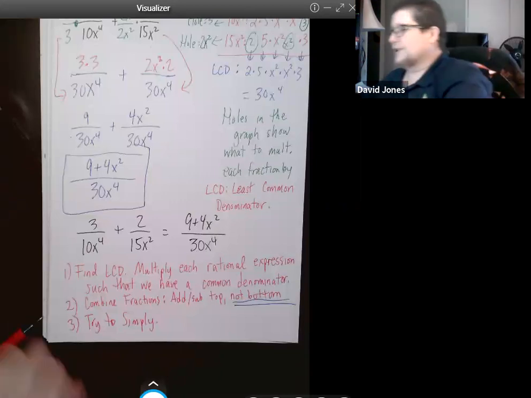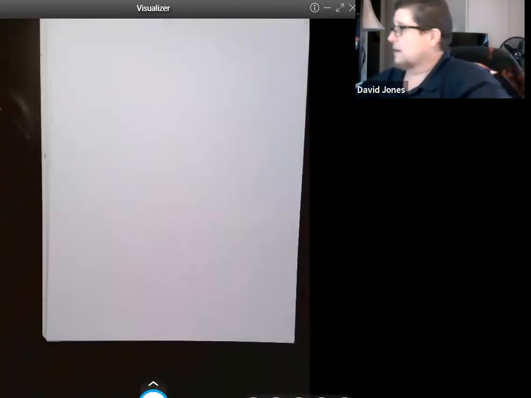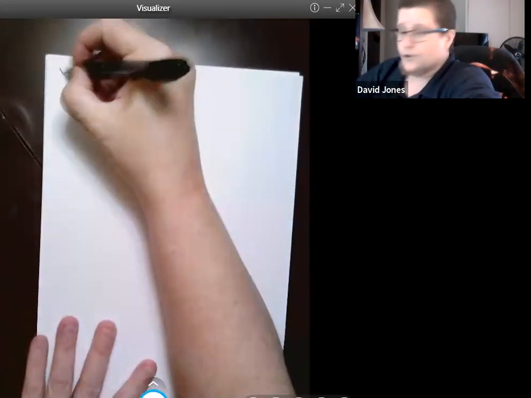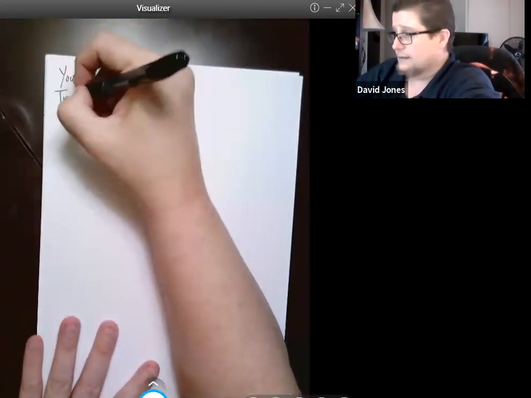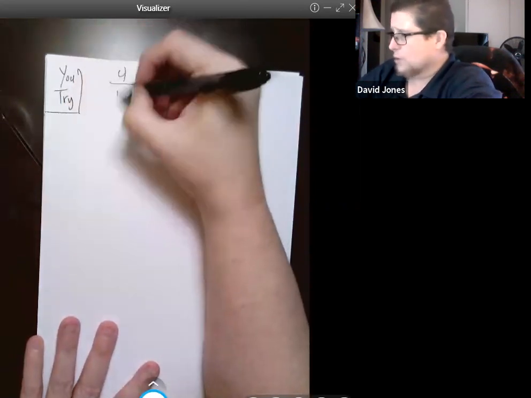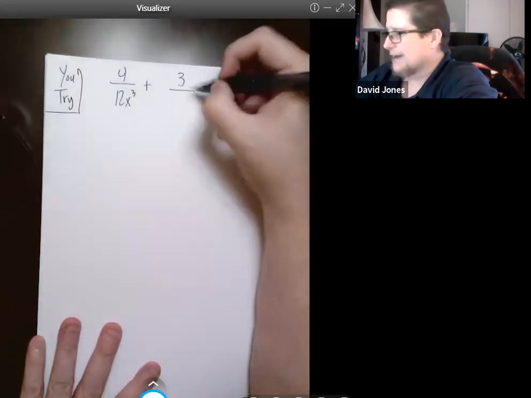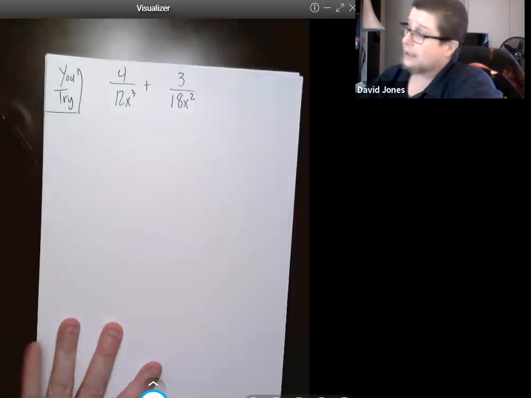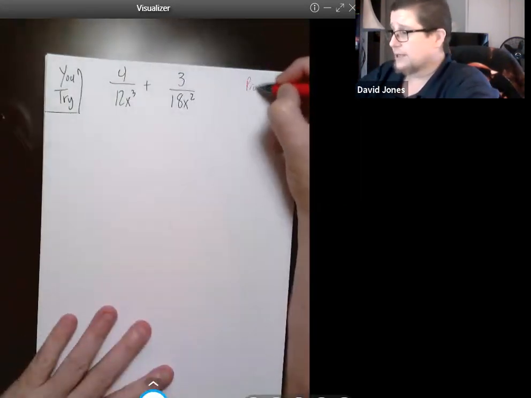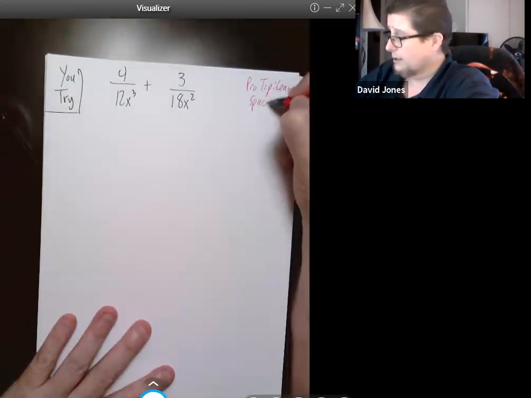All right, let me give you guys one to try. You try. Let's do 4 over 12x cubed plus, and notice I'm putting a space in there so that I have room to write in front of it later on. There's my pro tip. Pro tip, leave space to put your multiplier.